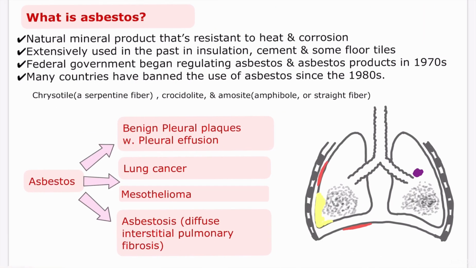Next, let's see what asbestos is. Asbestos is a natural mineral product that's resistant to heat and corrosion, which means it's very useful. So it was very extensively used in the past in insulation, cement, and some floor tiles and in other industries.